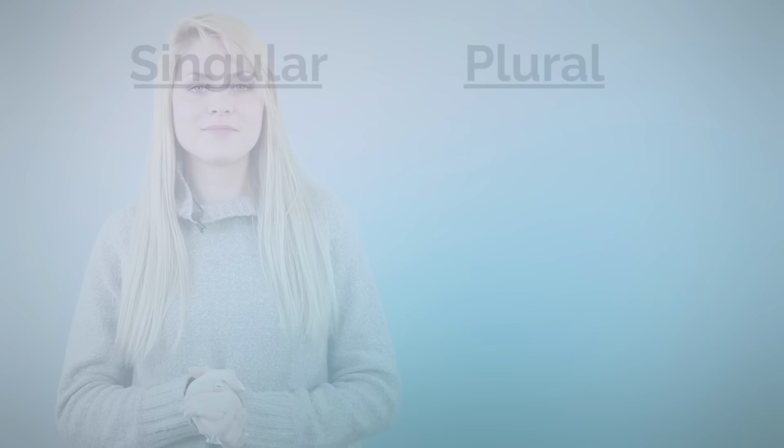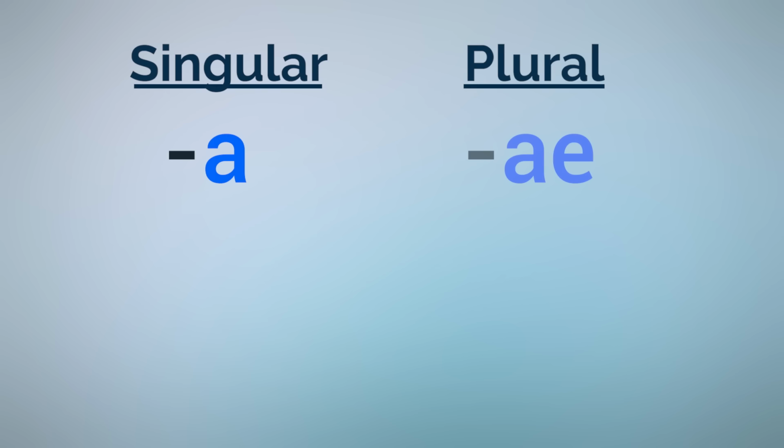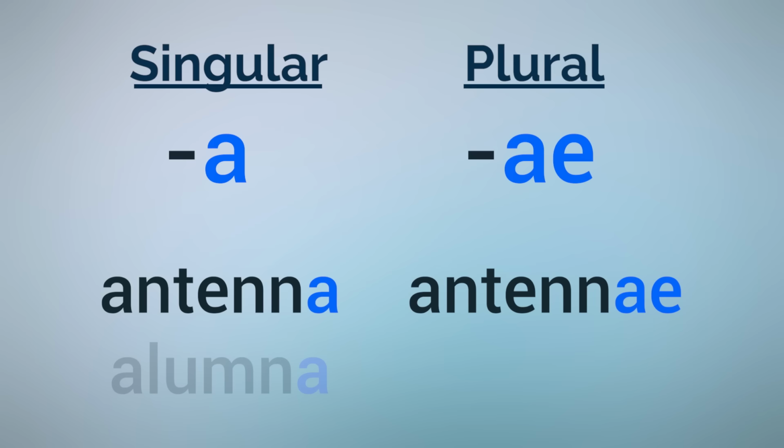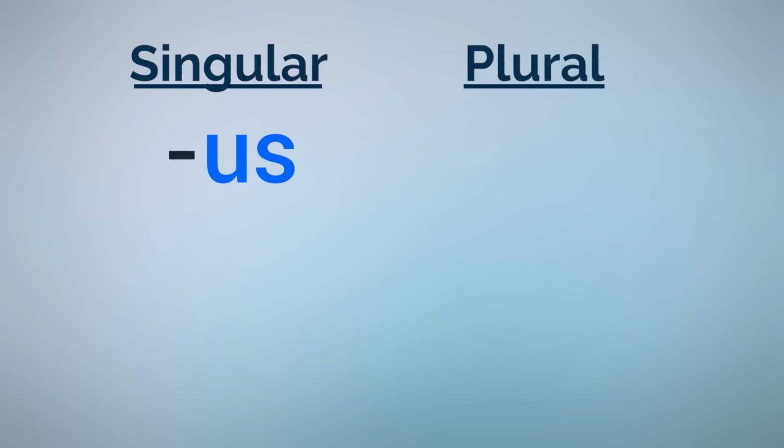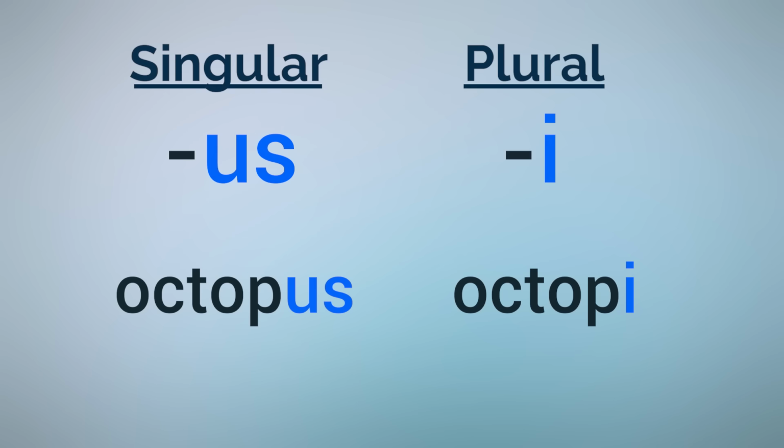First, we have words ending in A. Their plural form will end in A-E. For example, antenna becomes antennae. Alumna, alumni. Words ending in U-S, us, will end in I. Octopus, octopi. Cactus, cacti.